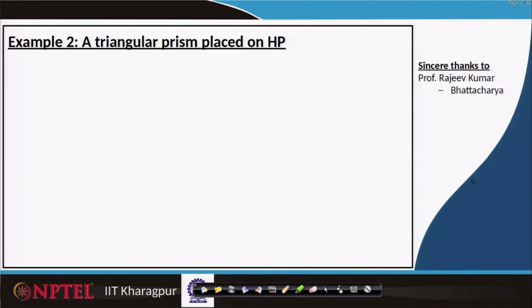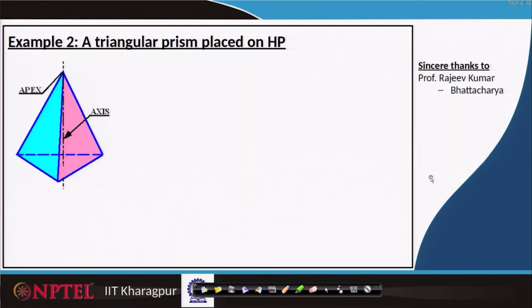Let us take an example. A triangular prism is placed on the horizontal plane. If that is the case, how do these views really look on the vertical plane and the horizontal plane? For example, this is the triangular prism, having an apex and an axis.